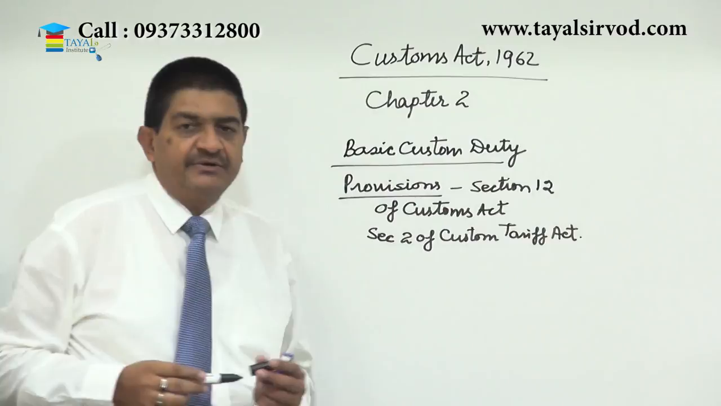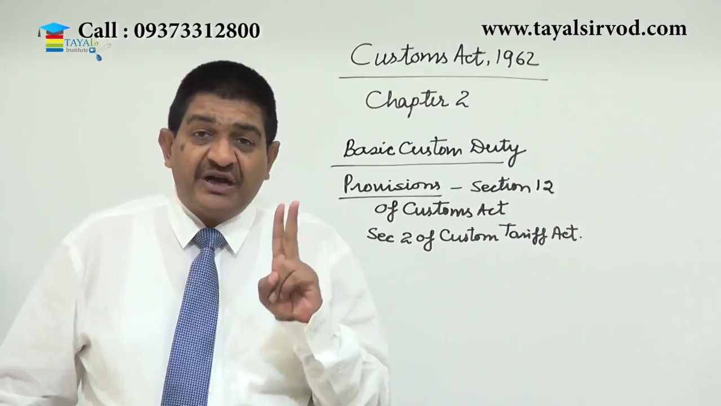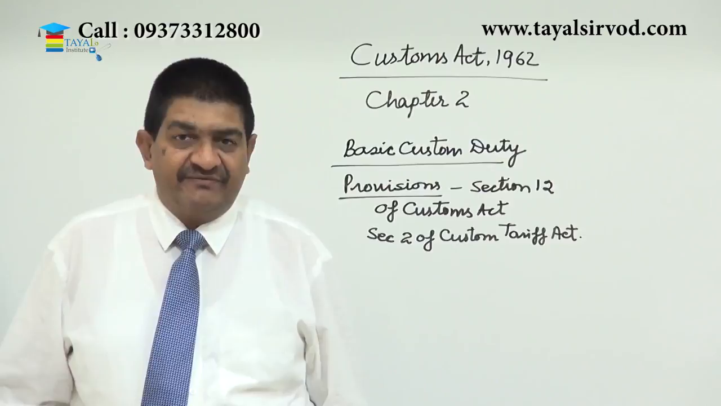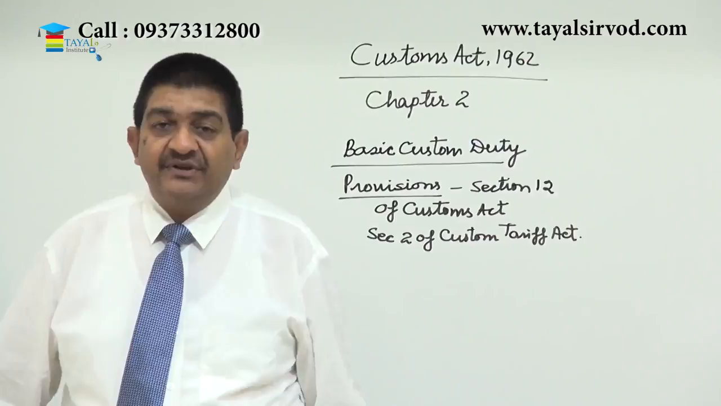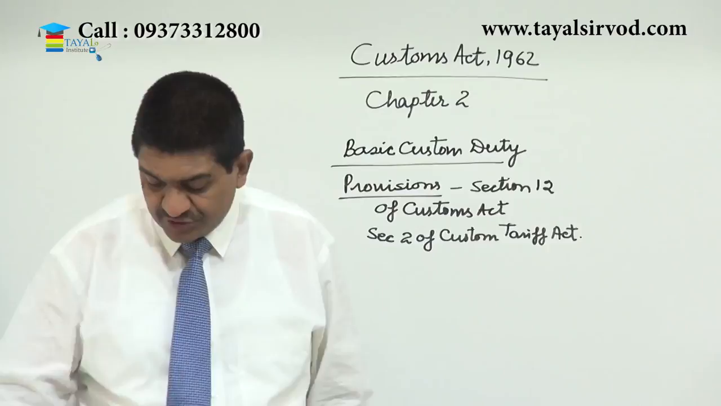Right? So friends, a long time back, this itself was a question: which are the two sections connecting the Customs Act and the Customs Tariff Act? So friends, these are the two sections which are connecting these two Acts. In section 12, reference to the Customs Tariff Act is given, and in section 2, reference to the Customs Act is given. So these two sections combine the two Acts with each other, right? Now they talk about the rate. What is the rate?